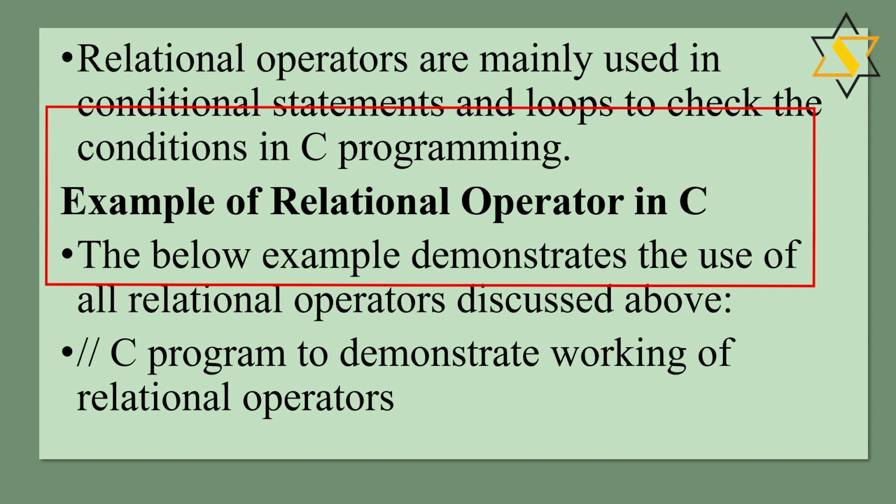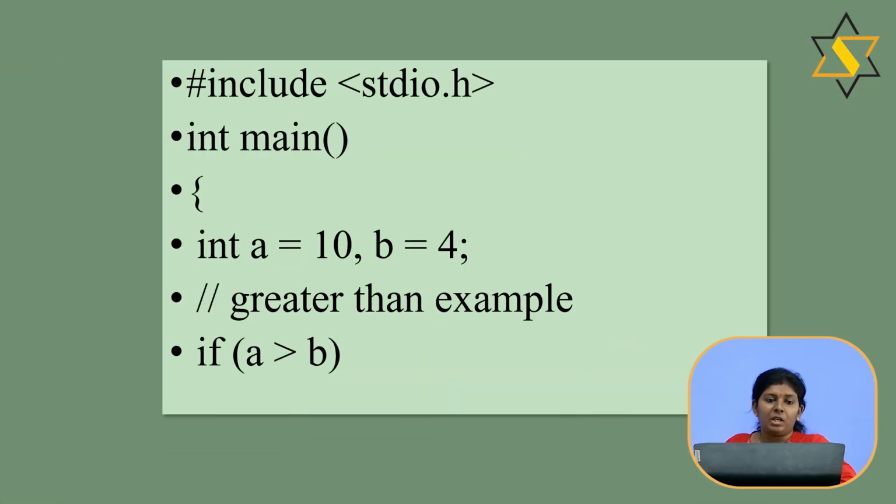In relational operators, we will see one example. Here a simple program is there: hash include iostream, int main, then int a equal to 10, b equal to 4, and now check the relational operator. If we want to check any relational operator, we need a condition. Because I want to check whether A is greater than B or B is greater than C, so I need some condition.